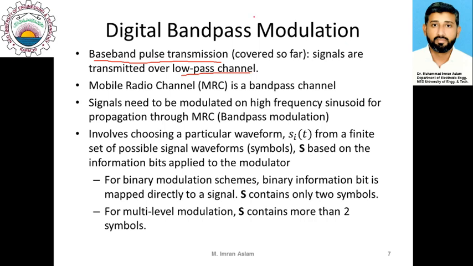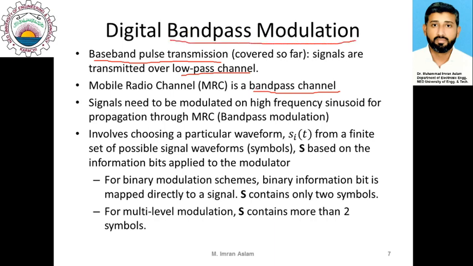Mobile radio channel or wireless channel is actually a band pass channel. So this baseband modulation is not used for transmission over a band pass channel or mobile channel. At the back end, we may be able to use this baseband modulation in order to have communication between two base stations, or between base station and mobile switching center, because that may be a wired channel. But for the wireless transmission, we need to have a digital band pass modulation.